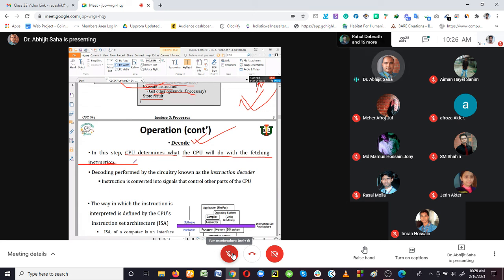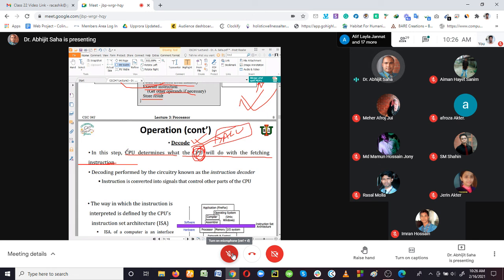So with that, the decoding part: the control unit is going to translate or decode the instructions that it is taking from the RAM. This is what the CPU will do with the fetched instruction. More specifically, this is going to be the ALU, that is the arithmetic logic unit.